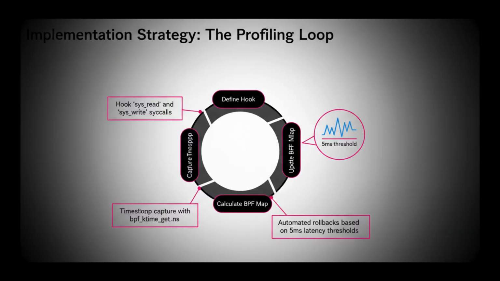When implementing a KProbe profiler, we follow a structured loop. First, we define the hook points. Common syscalls like sys_read or sys_write are frequent targets. Next, we write the eBPF C code to capture timestamps using the bpf_ktime_get_ns function. We store the delta between the entry and return of the function in a map. This gives us a latency distribution.